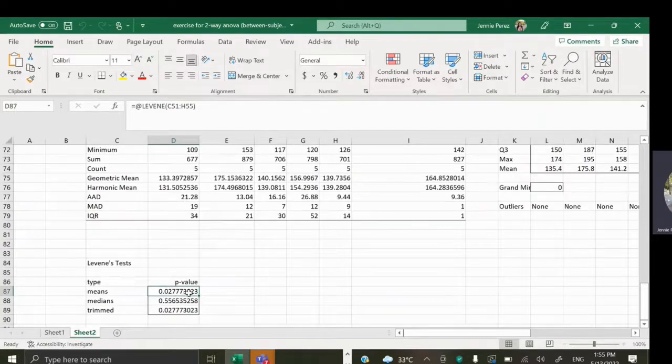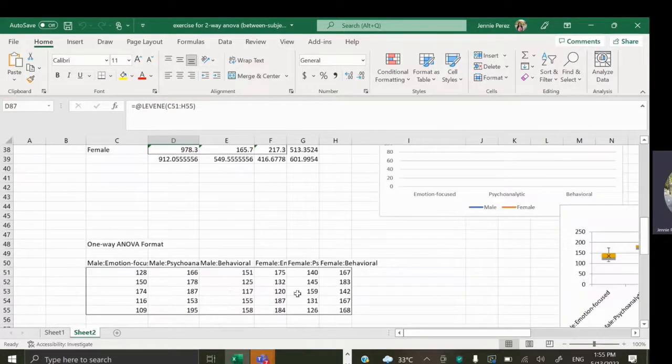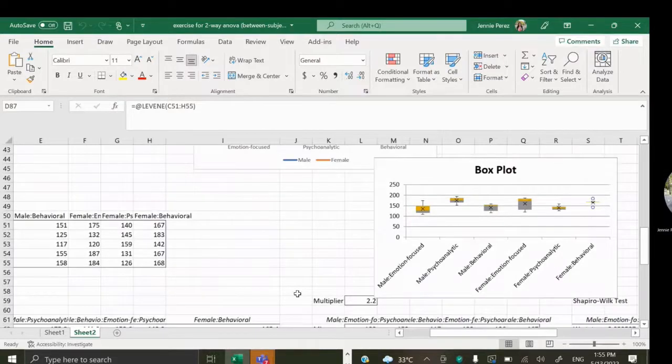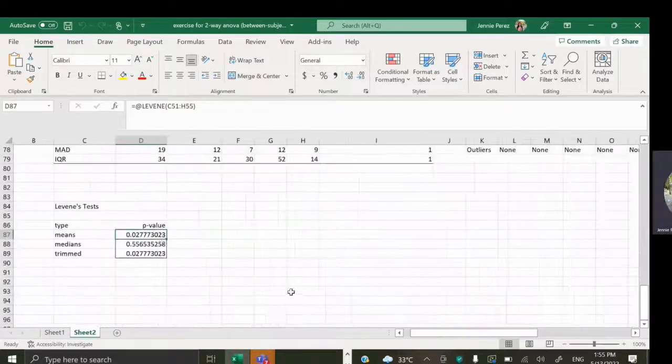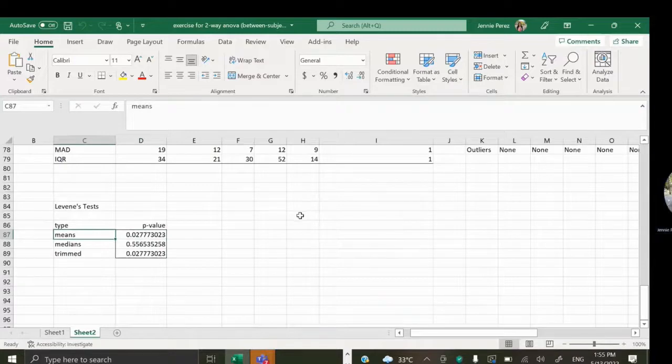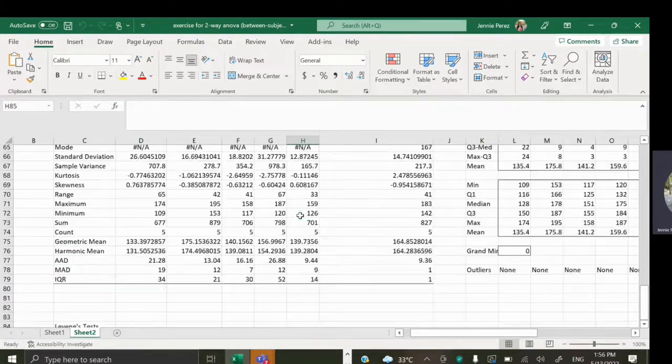So the Levene's test says that the homogeneity of variance is somehow violated. The p-value is 0.02. So we can say that there is heteroscedasticity. The variances are not equal among these 6 groupings. However, let us just assume that this is okay, anyway, for the sake of demonstration.